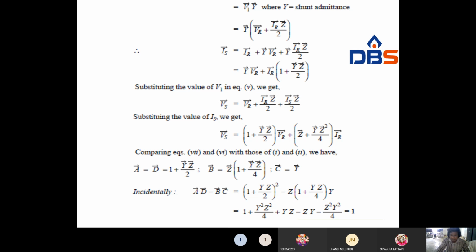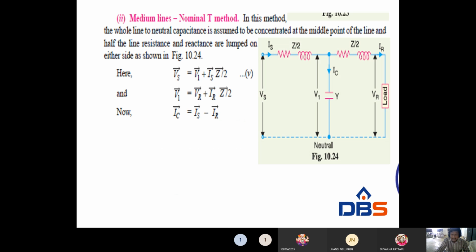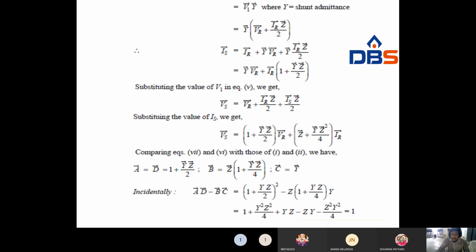whatever it may be. Then substitute V1, you know the equation, right? V1 is equal to VR plus IR into Z by 2. Substitute this V1 value into the fifth equation. Vs is equal to VR plus IR into Z by 2 plus IS into Z by 2. Now we know the IS value. Substitute this IS value and take the common factor of VR and IR. So Vs is equal to 1 plus YZ by 2 into VR, plus Z common, this is Z into 1 plus YZ by 4 into IR. Now this is taken as equation 6. This is 6 and this is 7.